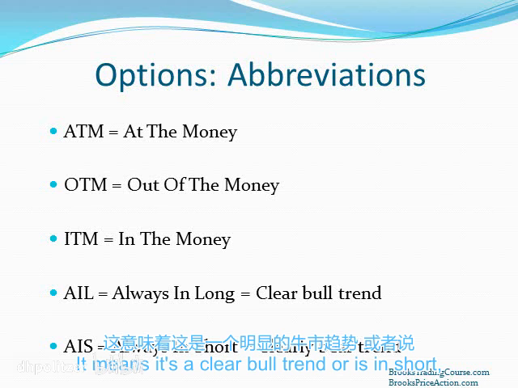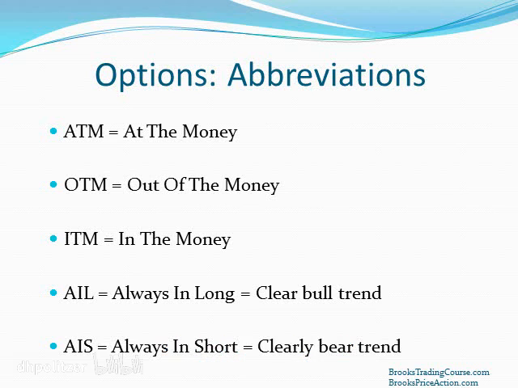AIL, always in long, means it's a clear bull trend. Always in short is a clear bear trend.